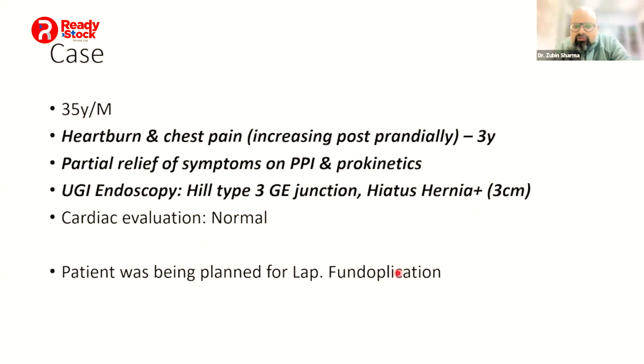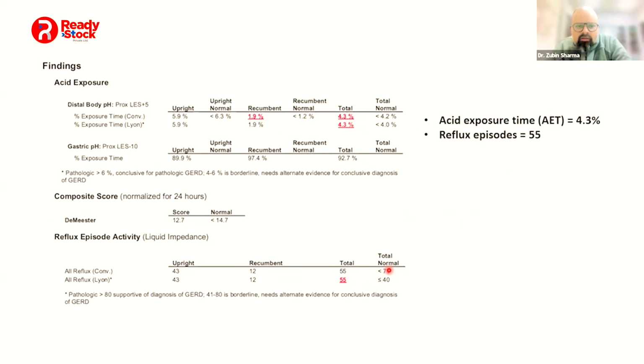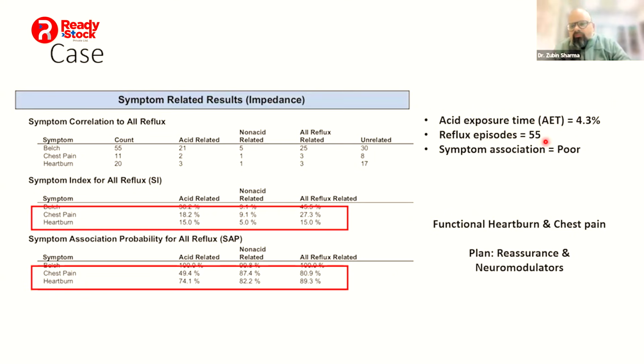Cardiac normal. He was being planned for a fundoplication. It's a very straightforward case that we all see in our OPDs. But we did a pH study. AET is 4.3, DeMeester is 12. Reflux episodes are only 55. This patient was functional heartburn. No SAP, no SI.